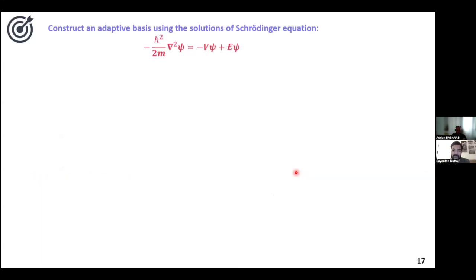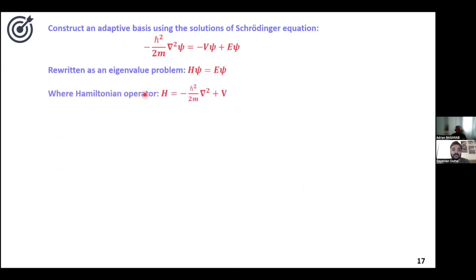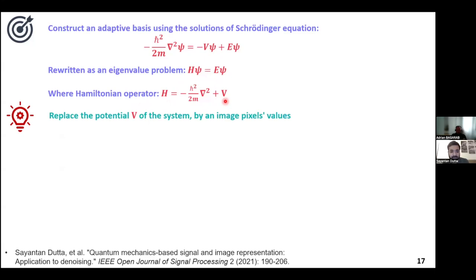So what is our basic idea? Our first objective is to construct an adaptive basis using the solutions of the Schrodinger equation. For this, we rewrite the Schrodinger equation in operator form as an eigenvalue problem, where H psi equals E psi, where H is the Hamiltonian operator, nabla is the gradient operator, and V is the potential. Our idea is to replace the potential V by the image pixel values, so we are using the image pixels as a potential for our system.